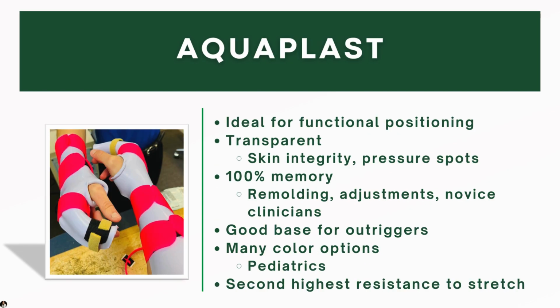Next, we have Aquaplast, which is also great for functional positioning. It's transparent, so when you're fabricating, it allows you to see your landmarks and any pressure areas, so you avoid those. It has 100% memory characteristics, so this is great when you need to remold and make adjustments multiple times. Maybe good for somebody needing constant revisions or adjustments due to this 100% memory characteristic. This is also good for somebody who may not be that confident with splinting, so you can easily put the material back into the splint pan, heat it up, and make adjustments.